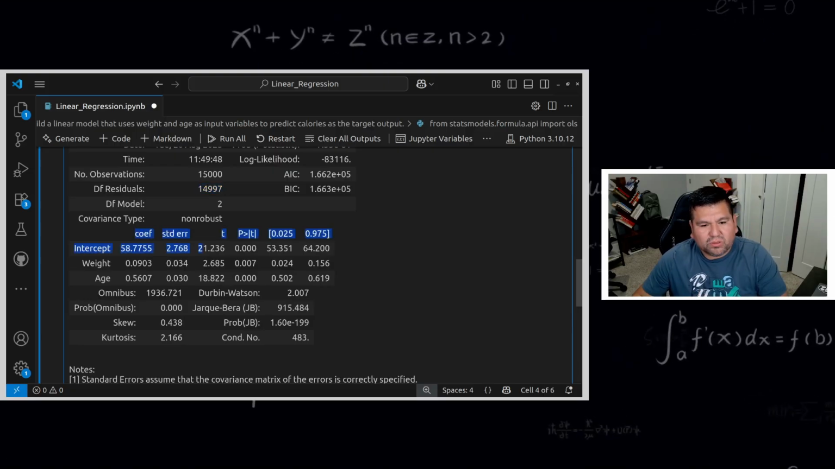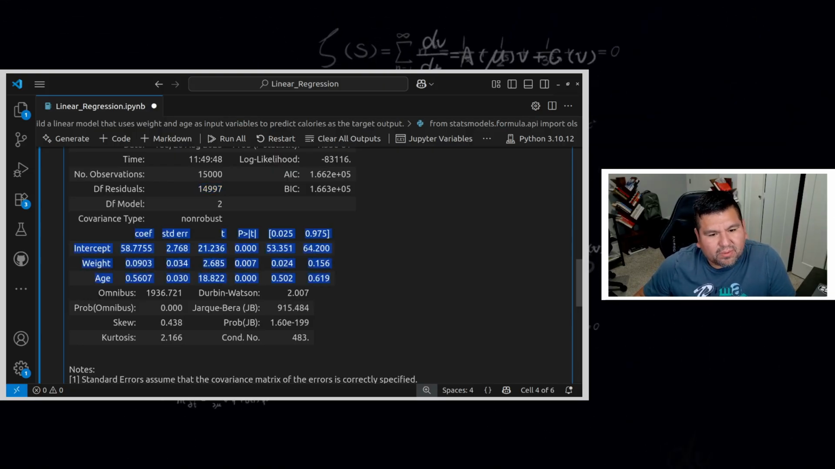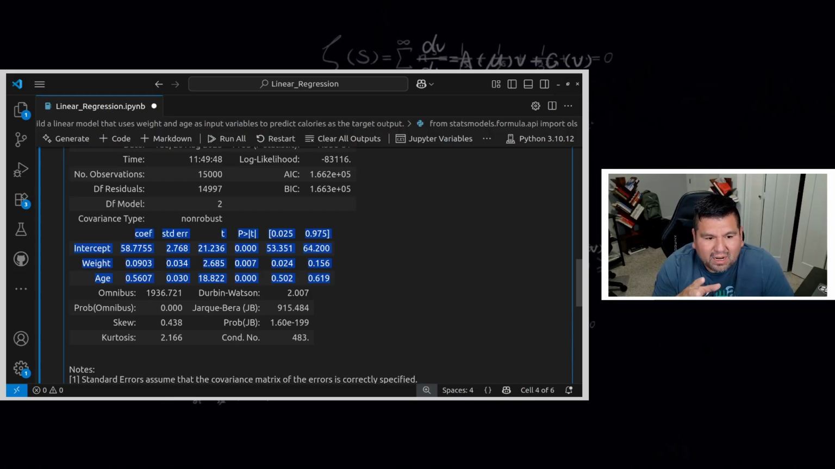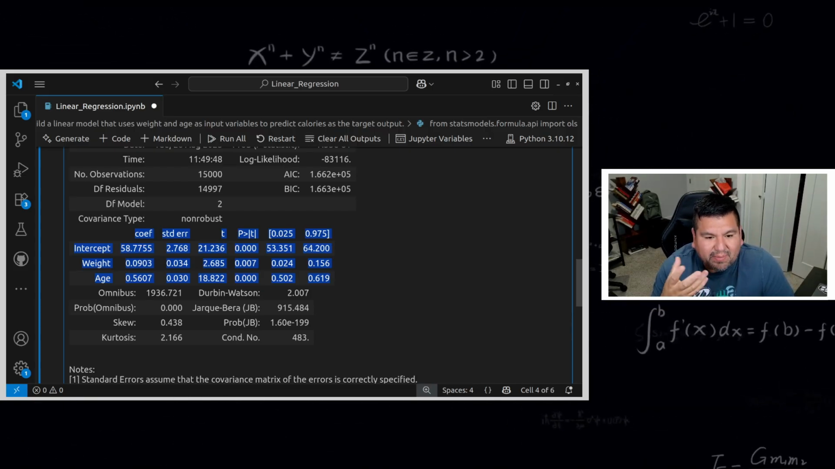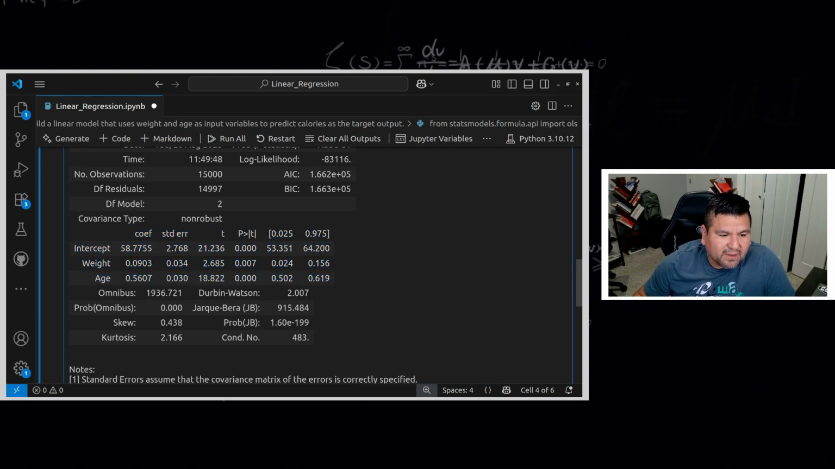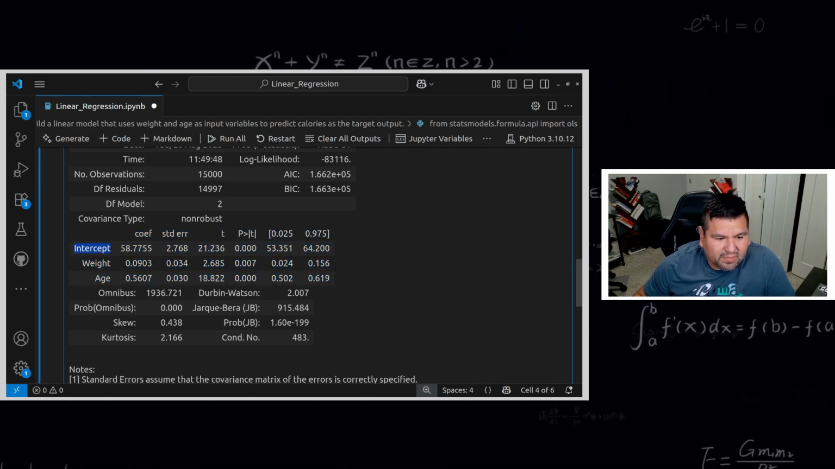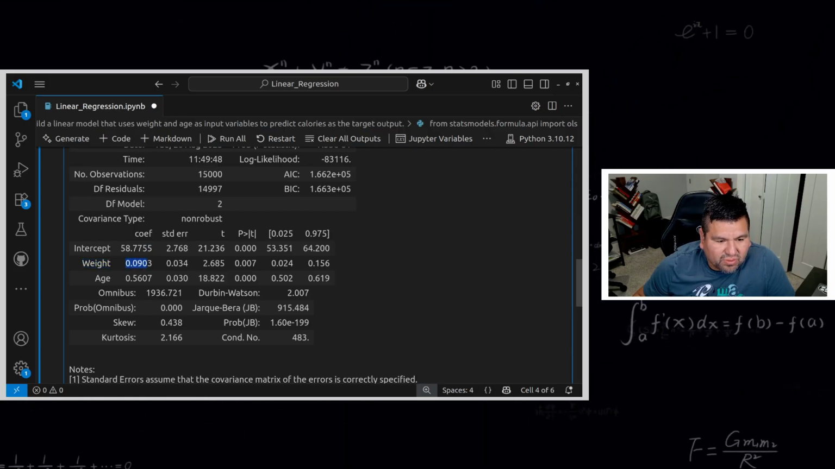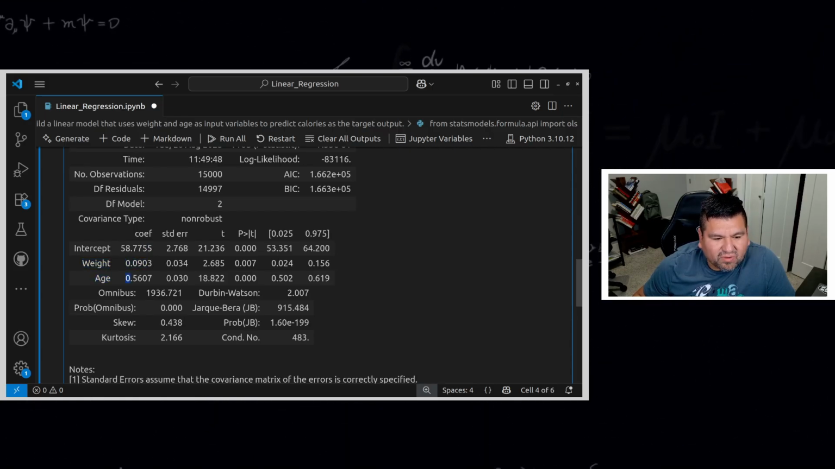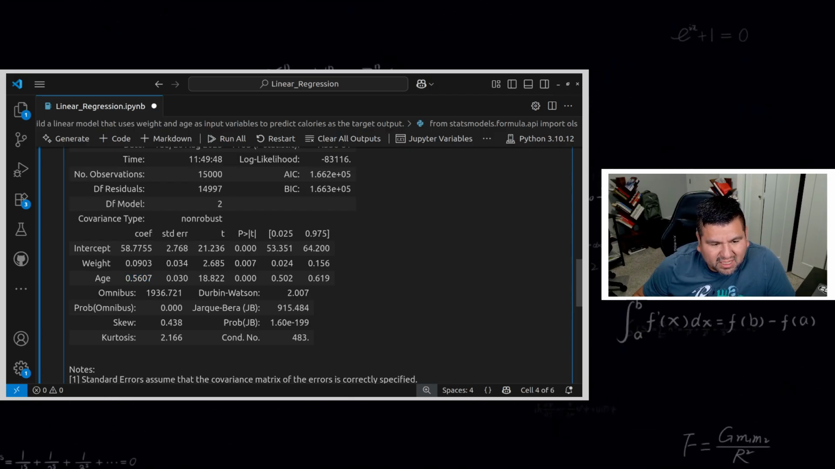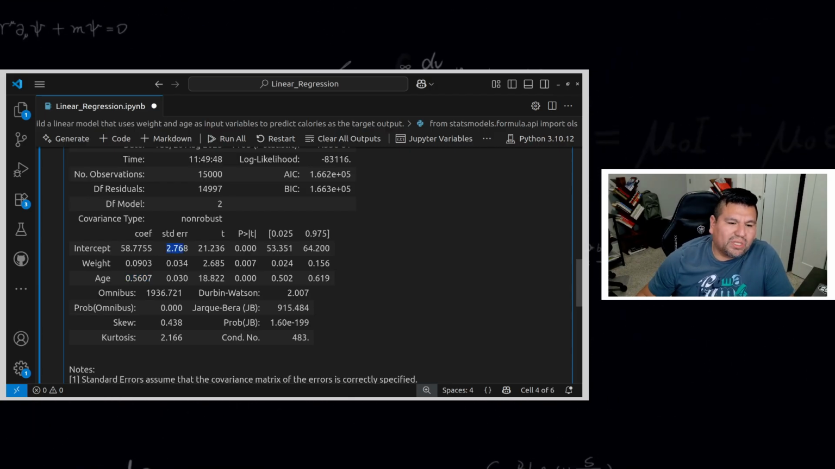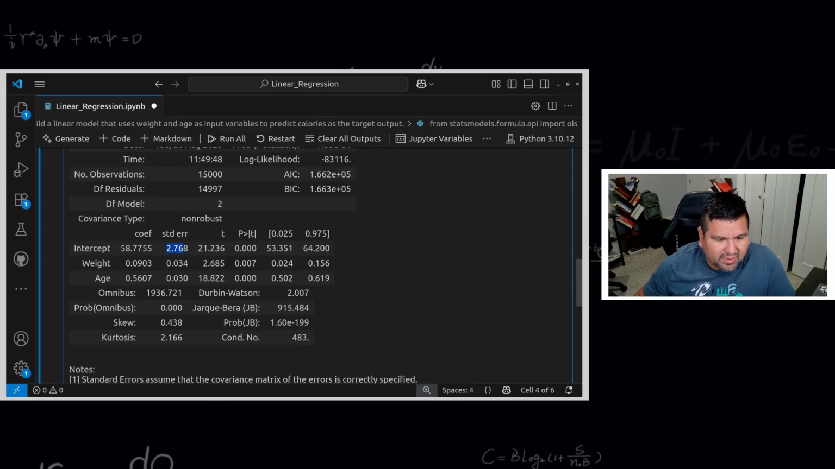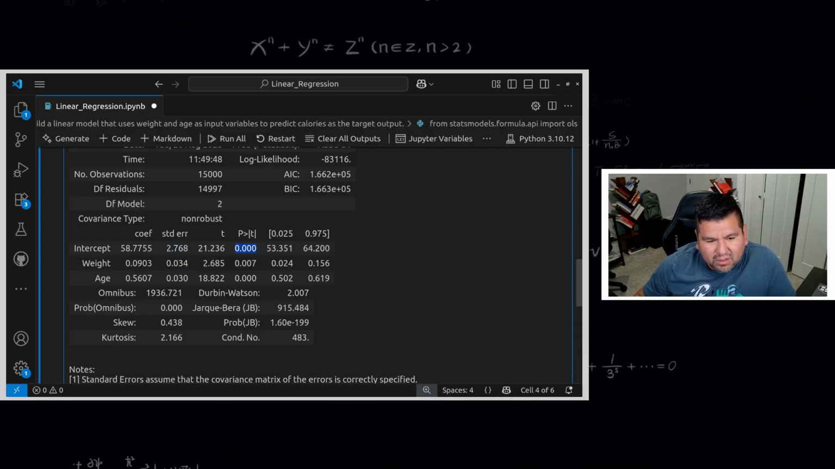So what I want to spend more time on is this table. This is the table that shows the estimates, right? The parameter estimates. The estimated intercept is 58.77. The parameter associated to weight is 0.09. The parameter associated to age is 0.56. This column right here shows the estimated standard error for those parameters. Here we have some p-values, okay?